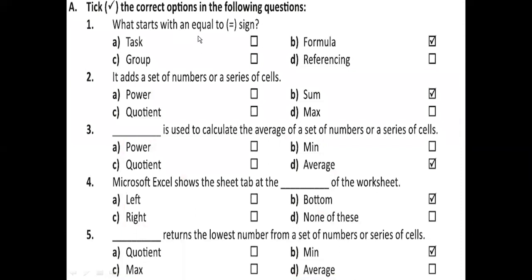What starts with an equal to sign? The formula. Dash adds a set of numbers or a series of cells. Just now we studied that, it is sum. The next one, dash is used to calculate the average of a set of numbers or a series. Of course, the average function. Microsoft Excel shows the sheet tab at the bottom of the worksheet. Just now we did. Dash returns the lowest number from a set of numbers or a series, that is minimum.